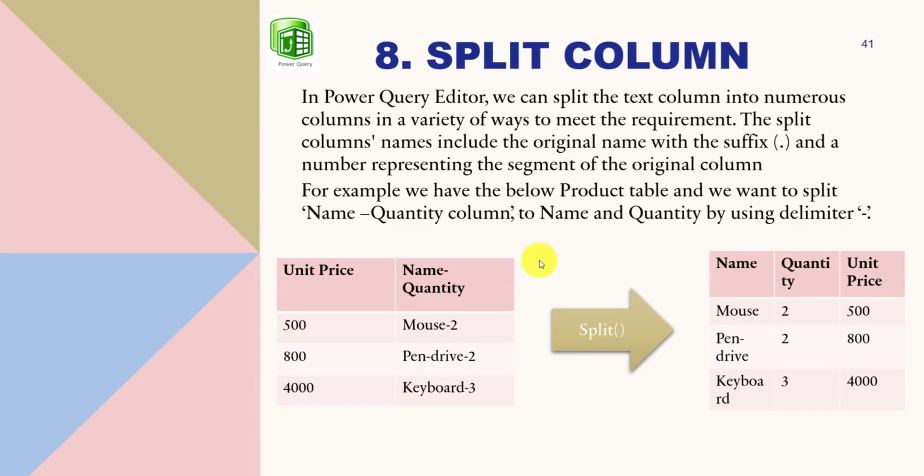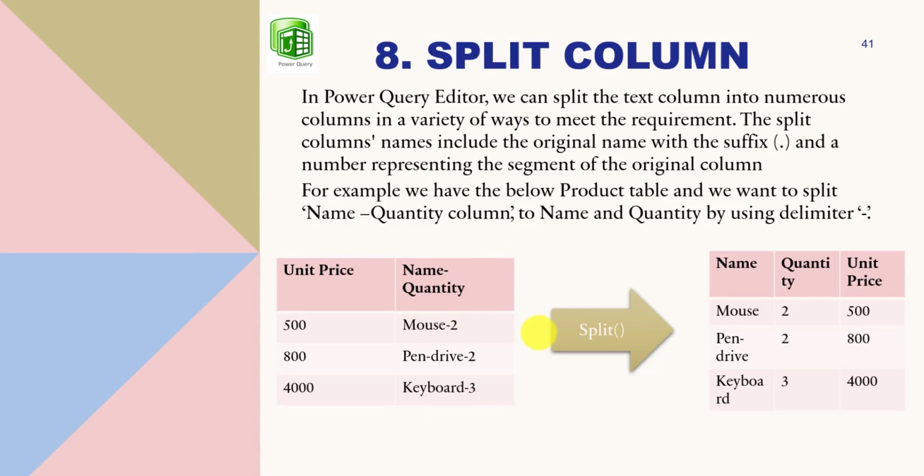The split column names include the original name with the suffix dot and a number representing the segment of the original column. Let's say name and quantity. Here you can see, and I want the column to be separated, so name will be one column and quantity will be one column. So how can we do this?